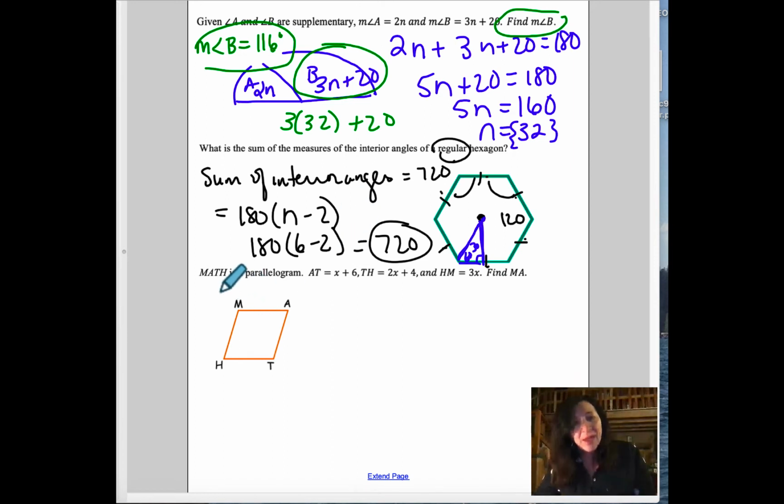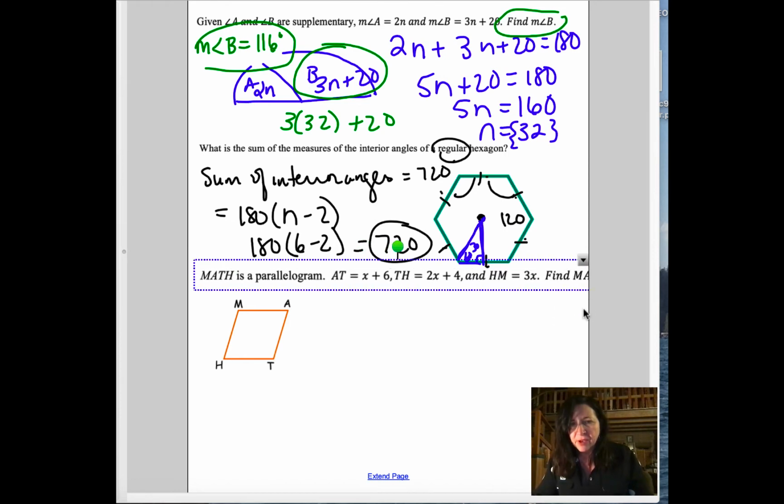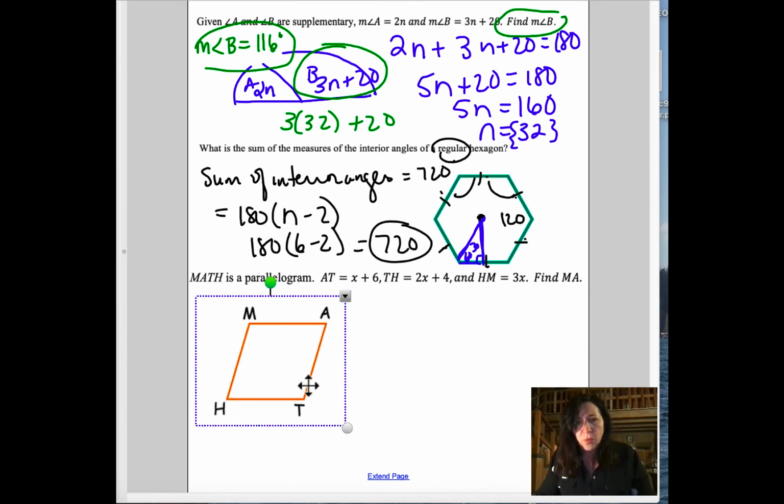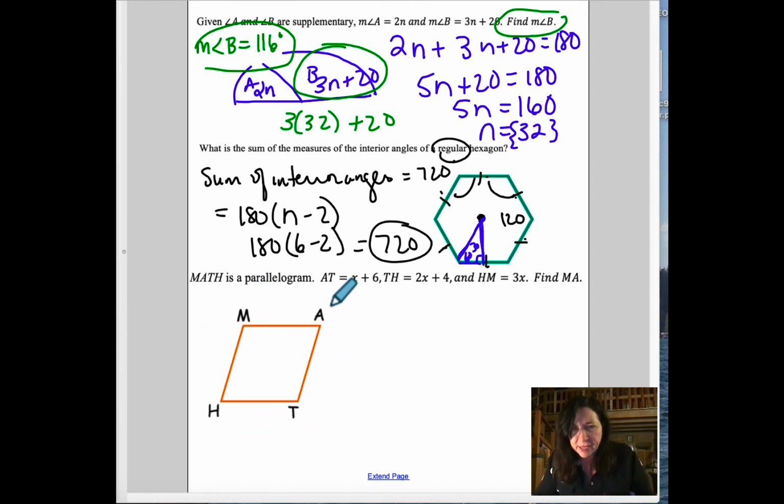All right, MATH is a parallelogram. AT is x plus 6. I don't know if you can see that, but let me try to make that bigger. So let's write that in. AT is x plus 6. TH is 2x plus 4. And HM is 3x. And it says find MA.